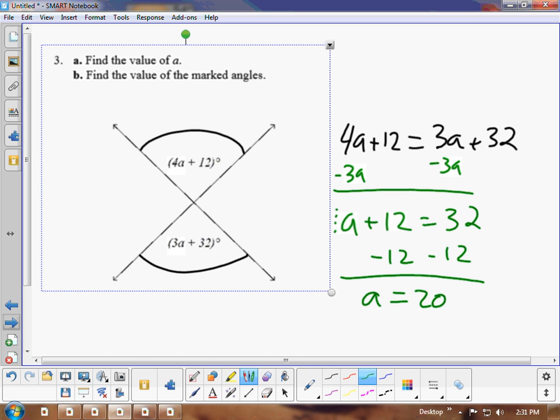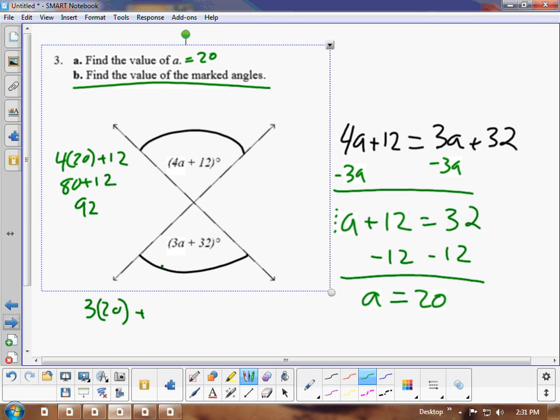And then on the quiz tomorrow, so a equals 20, but then you're going to have to figure out the value of the angle, and it's basically a check. So 4 times 20 plus 12, that would be 80 plus 12 is 92. And let's see if we get the same thing down here. 3 times 20 plus 32, which is going to be 60 plus 32, which is also 92. So that checks out, and the angle measurement is 92 degrees.